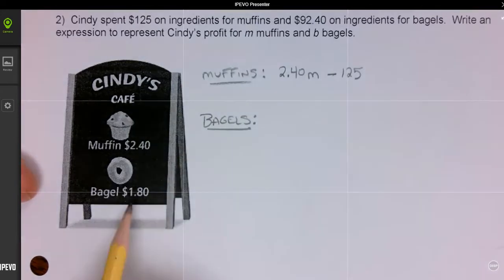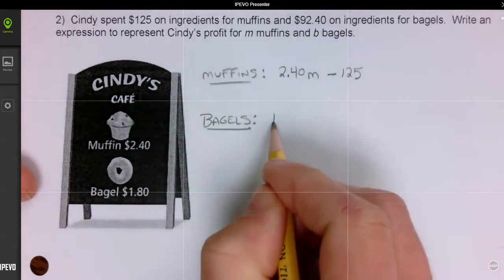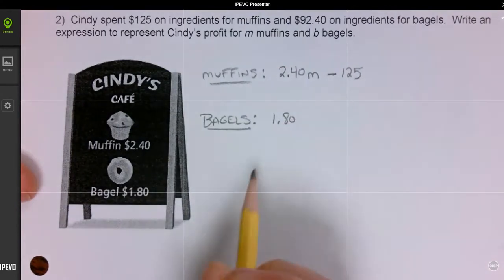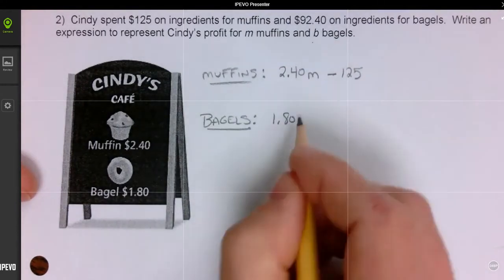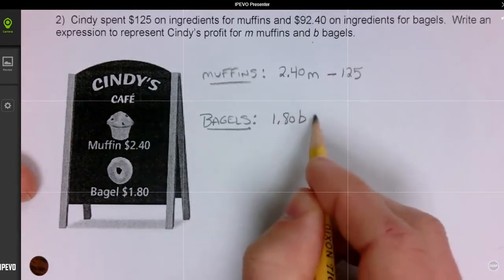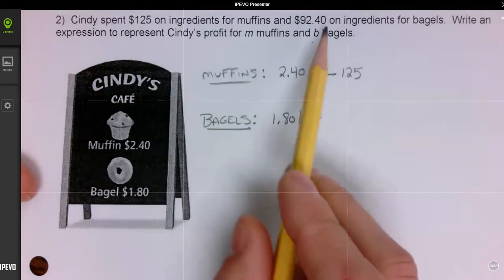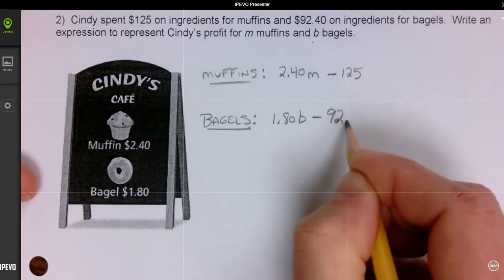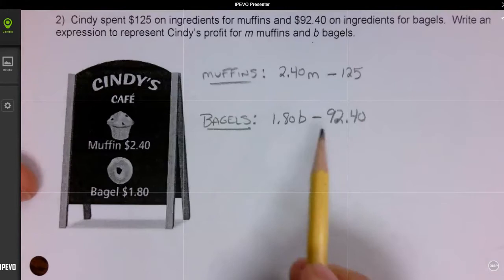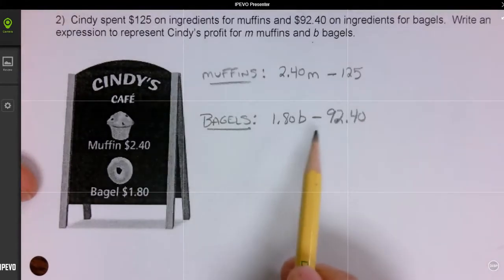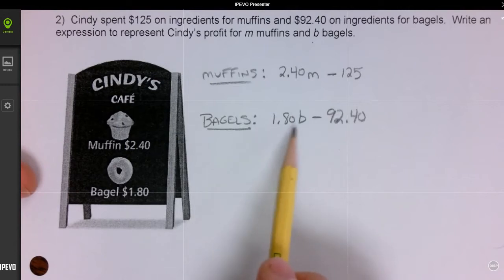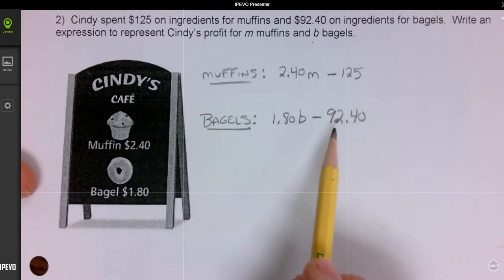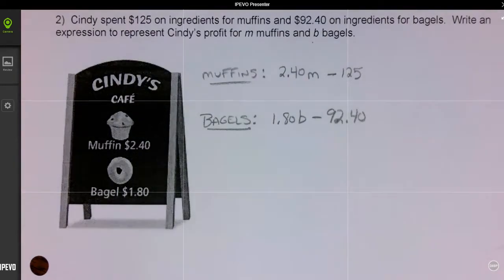Okay, we can see on the sign that she earns $1.80 for every bagel that she sells. So we're going to take the price per bagel, which was $1.80, and multiply it by B, the number of bagels. But again, we have to subtract off the amount of the ingredients for the bagels, which was $92.40. So minus $92.40. So this expression right here represents the profit from selling B bagels. That's how much she would earn from selling the bagels minus the ingredients. So that expression is her profit for the bagels.